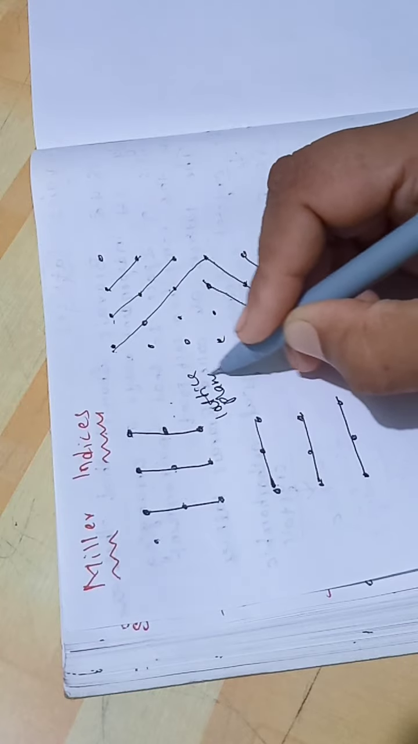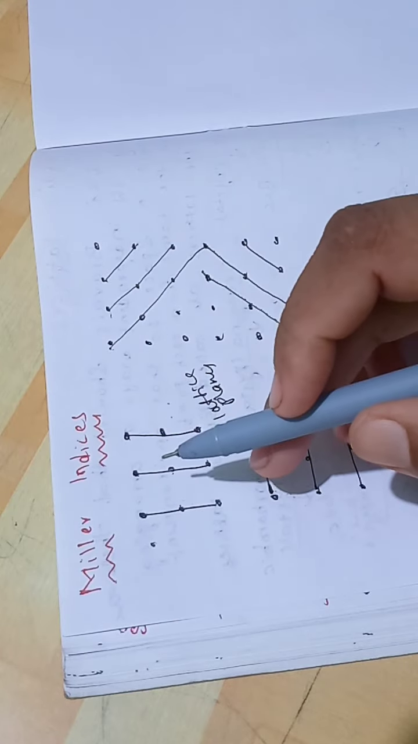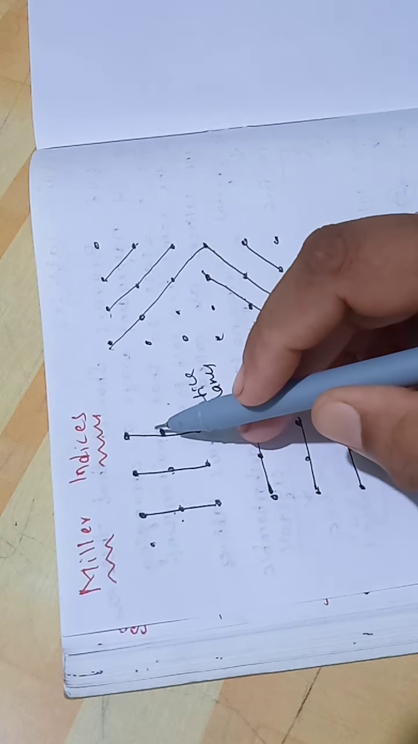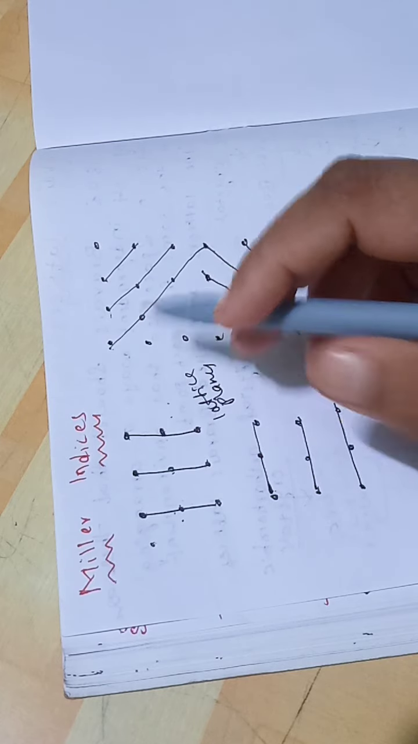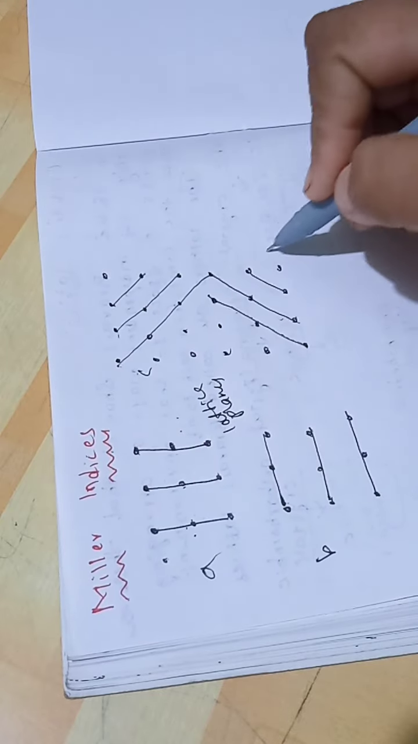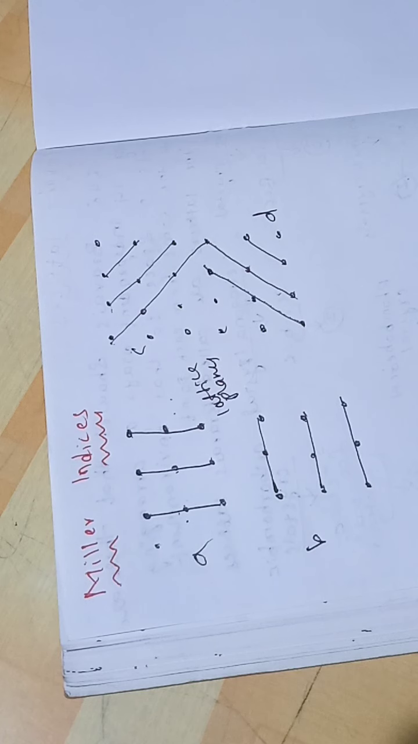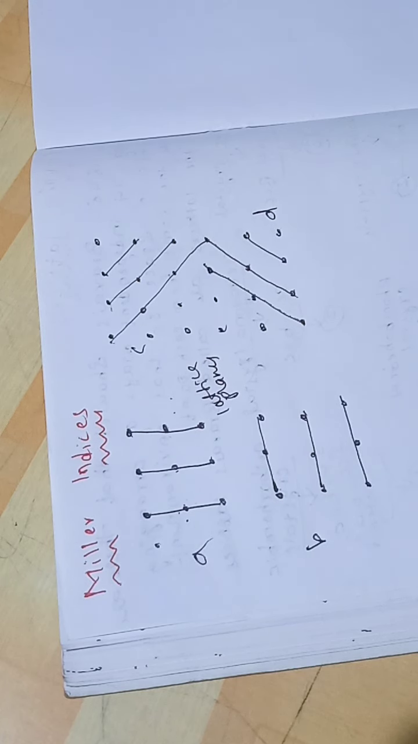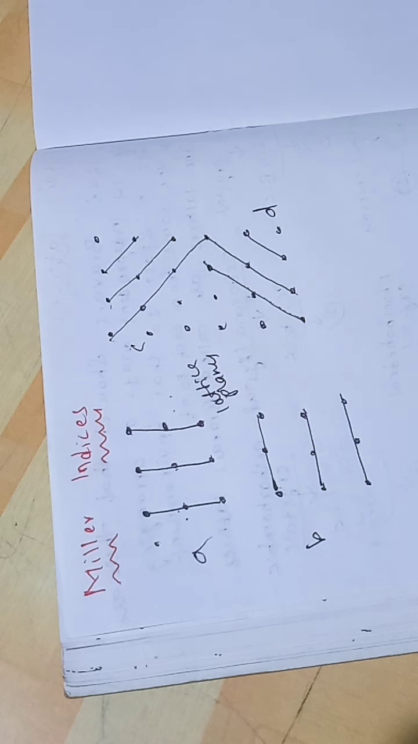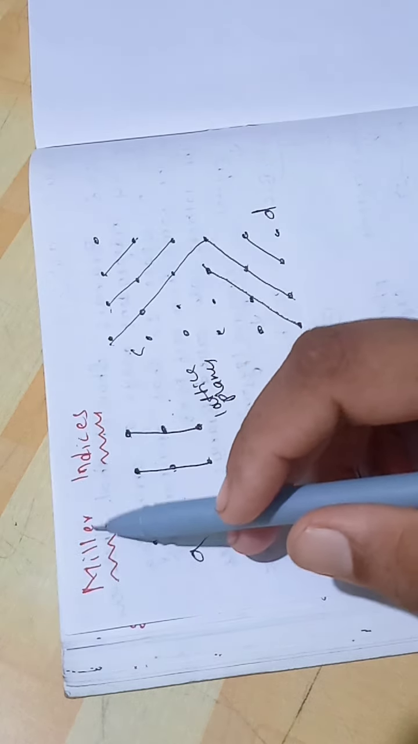What are lattice planes? The set of parallel equidistant planes passing through lattice points, we call lattice planes. In such a way, A, B, C, okay, D, you can draw the lattice planes. Right? Now, the problem is how to designate a plane in the crystal. For this question, the answer is given by Miller indices.